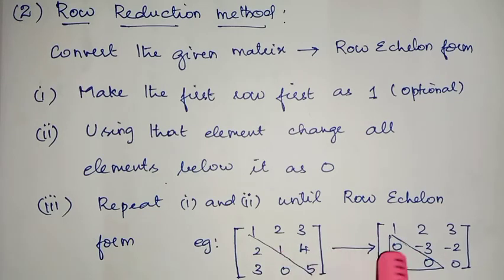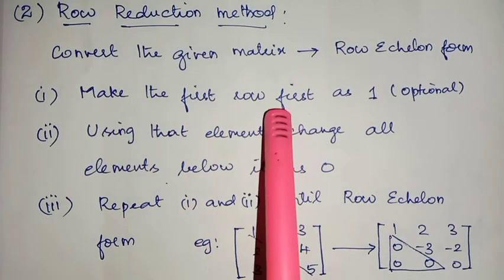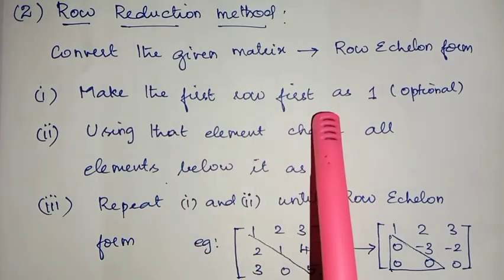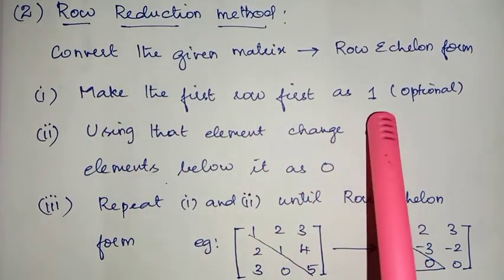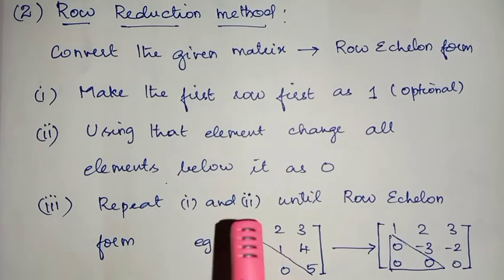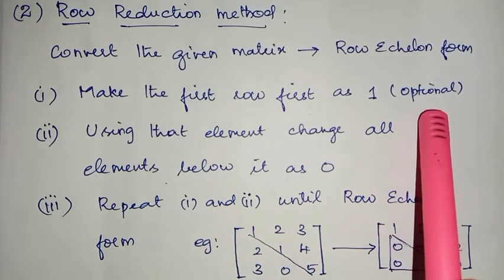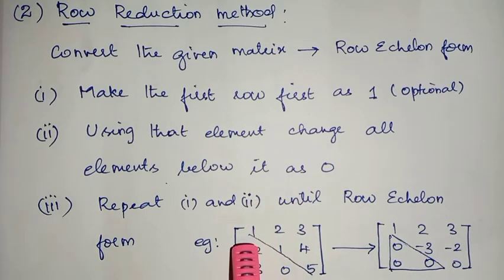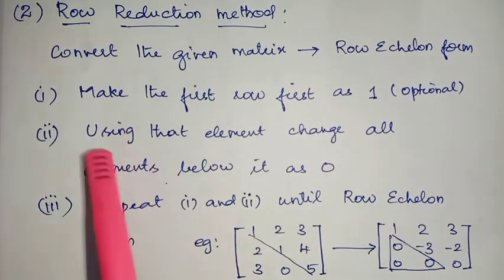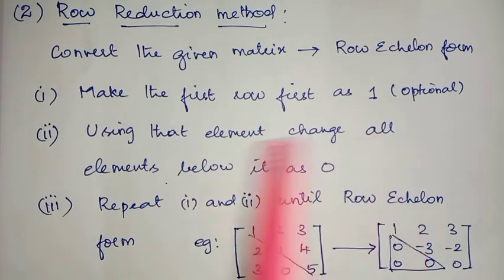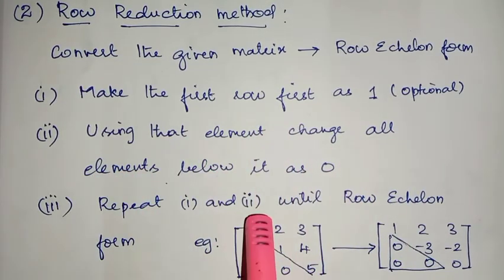To convert to row echelon form, usually we make the first row, first element 1. See, this first element is already 1. If it is not 1, make it 1. This is optional only; it is not a must to make it 1. If you make it 1, it is very simple. Why, I will explain in the example. Then using that element, change all the elements below it to 0. Using this one, convert these elements, 2 and 3, to 0. Repeat steps 1 and 2 until you reach the row echelon form.